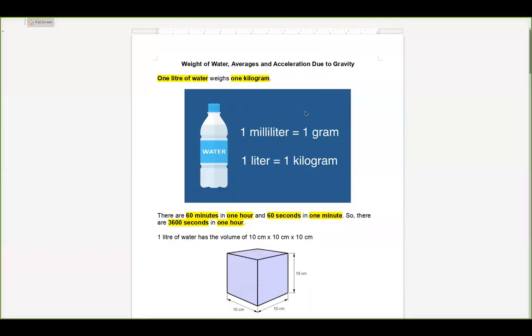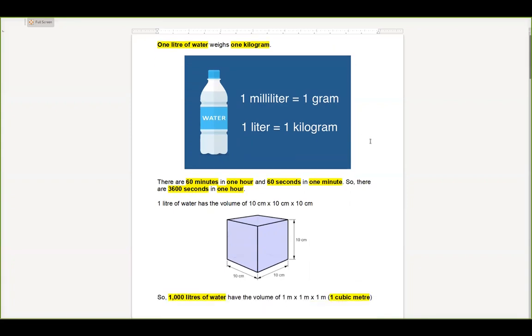Everyone. Today we're going to talk about weight of water, averages, and acceleration due to gravity. 1 liter of water weighs 1 kilogram, and this is a fact that will be useful in many questions. 1 milliliter equals 1 gram, 1 liter equals 1 kilogram.